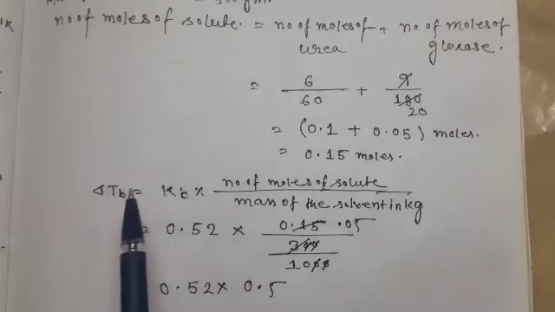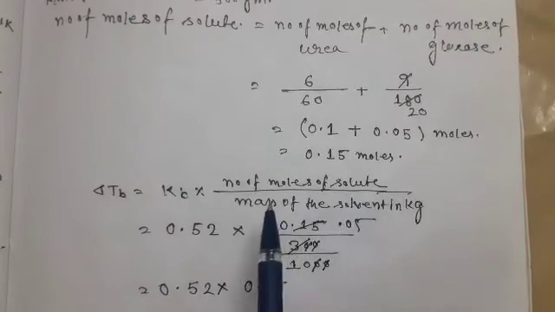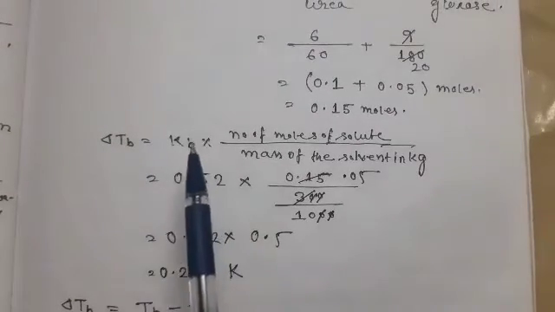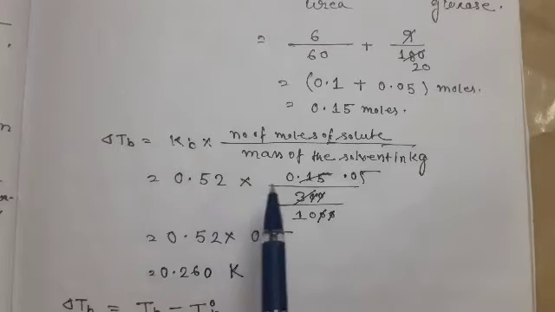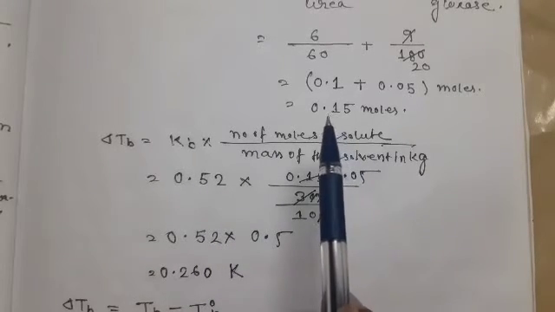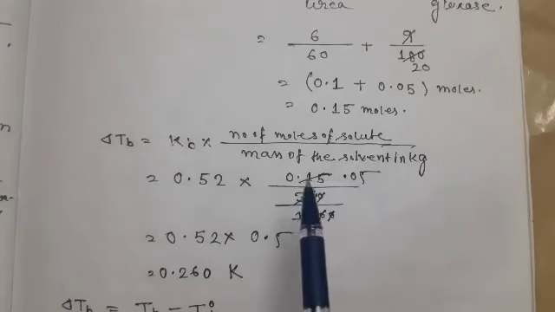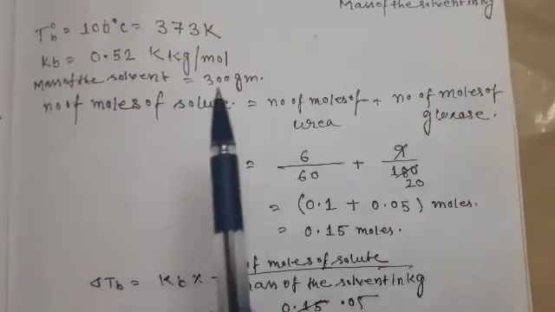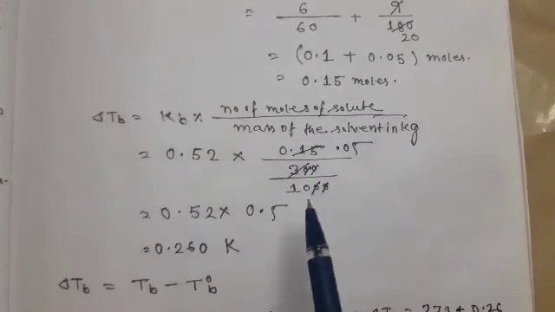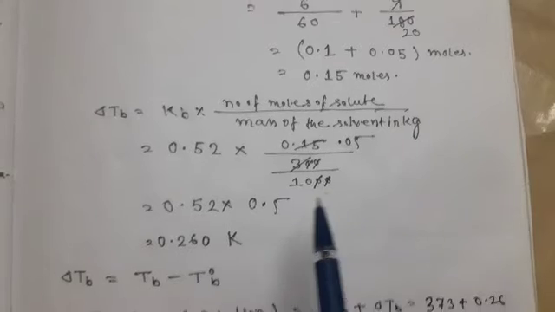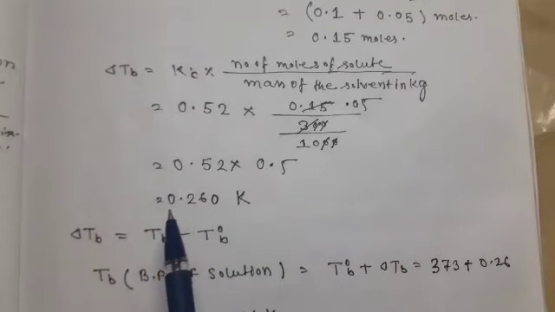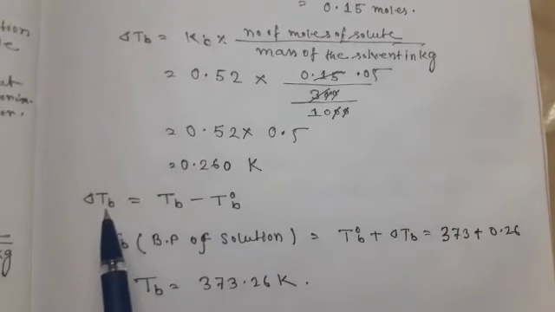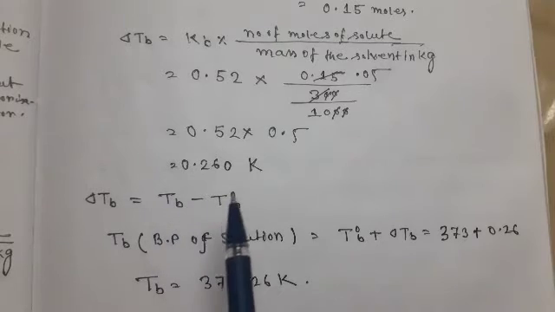Now we know that delta Tb is equal to Kb into number of moles of solute divided by mass of the solvent in kg. Here given Kb is 0.52 into number of moles of solute, that is 0.15 moles, and divided by mass of the solvent in kg. Mass of the solvent is given as 300 gram, which we convert into kg by dividing by 1000. After calculation we get delta Tb equal to 0.260 Kelvin.